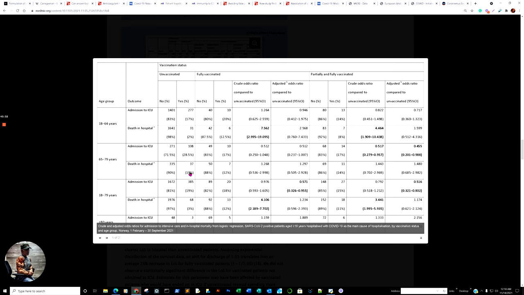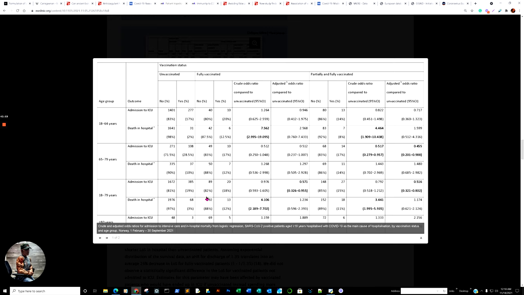Mortality rate. Now it's a little different now, isn't it? 65 to 79, 10% mortality rate compared to 12%. So remember last week, we looked at that chart in reference to vaccines reducing death in the hospital. And this correlates with that study we looked at last week. So again, the drum beats on.